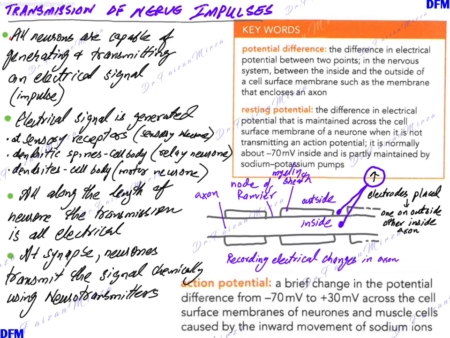So the main things that we have discussed here are that neuronal signaling is electrical all along its length, and across the synapse it's chemical. There are changes in the potential difference: there is resting membrane potential, and there is action potential where the value changes from minus 70 millivolts to plus 30 millivolts. That's it from my side.